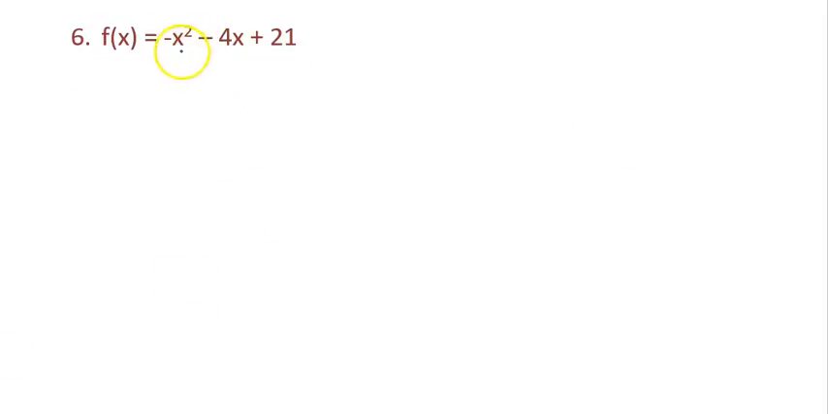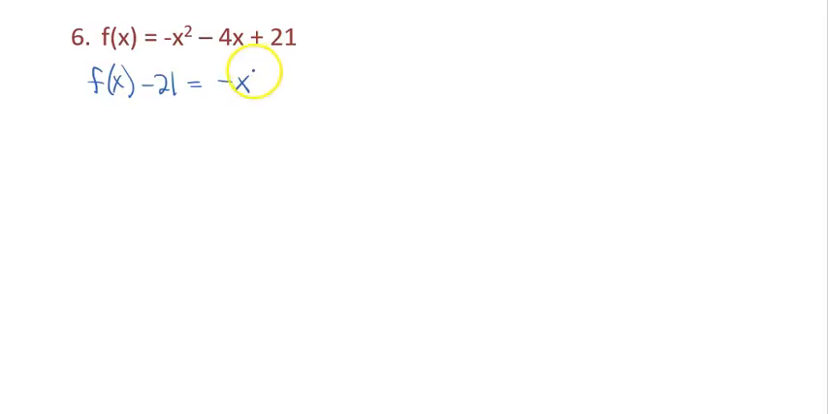Okay, example 6 starts where we have something in front of the x squared, and so that adds one more layer into the problem. I'm still going to start by moving that plain number to the other side, so I'm going to subtract 21.